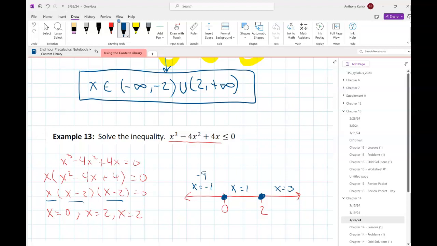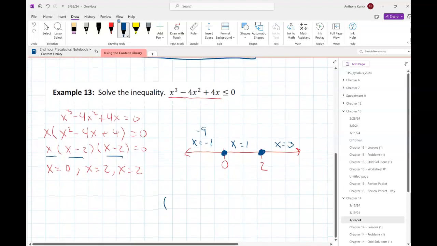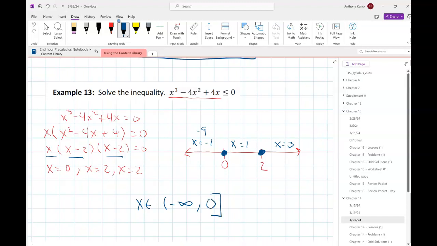Well, -9 is less than 0. So I know my answer goes from -infinity to 0. Now, why did I use a bracket here on the 0 rather than a parenthesis? Because I used the closed circle at 0. Exactly right. Very good.